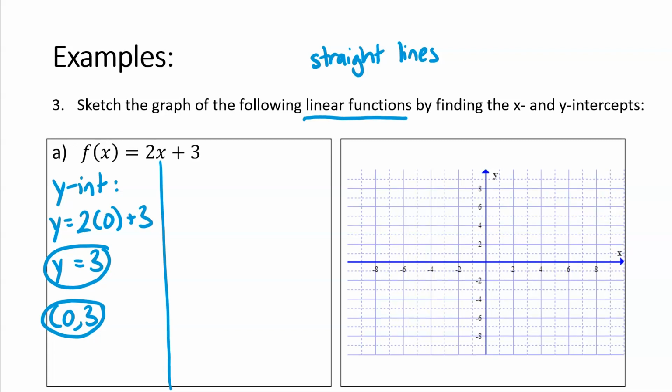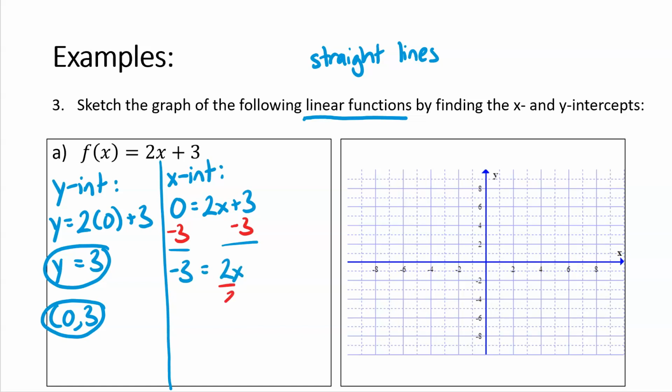Let's look at the x-intercept. X-intercept we know happens when the y value is 0. So we'll have 0 equals 2x plus 3. And we'll subtract 3 from both sides, so we can solve for the x value. We'll have minus 3 on the left. On the right-hand side of the equals, we'll have 2x.